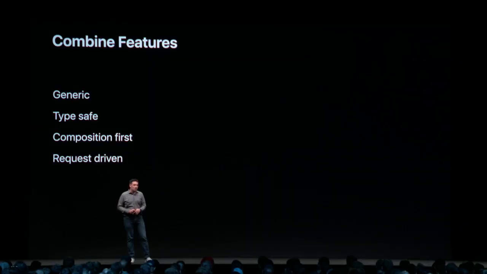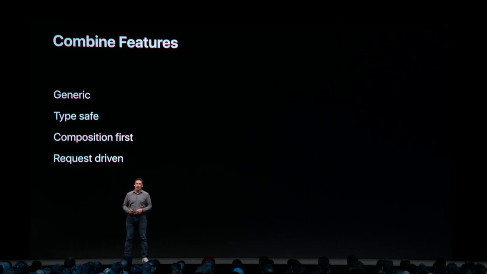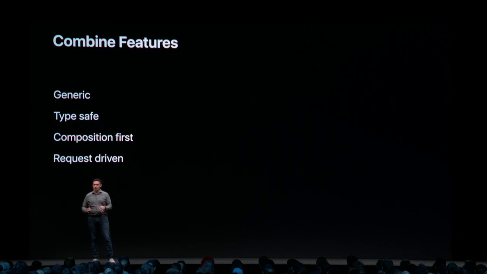It also means that we can write generic algorithms about asynchronous behaviors once and have them apply to all kinds of different asynchronous interfaces. Combine is also type safe, allowing us to catch errors at compile time instead of at runtime. Our main design point about Combine is that it is composition first. What that means is that the core concepts are simple and easy to understand, but when you put them together, you can make something that's more than the sum of its parts. And finally, Combine is request-driven, allowing you the opportunity to more carefully manage the memory usage and performance of your app.